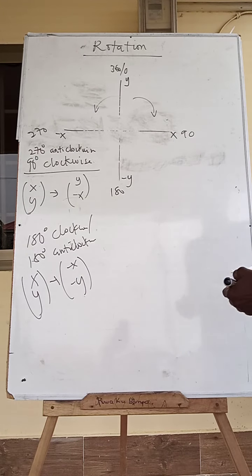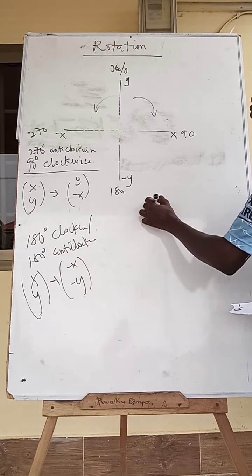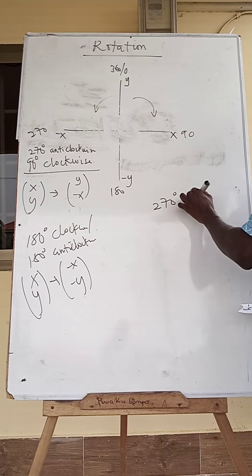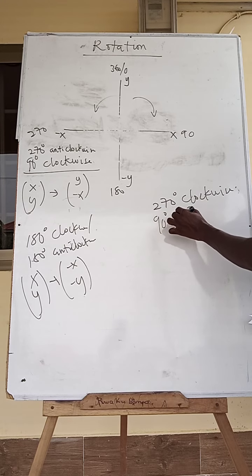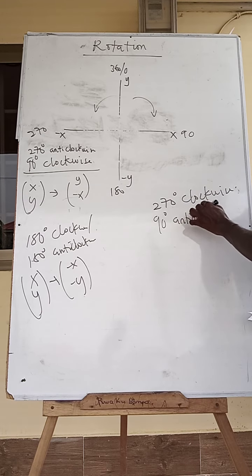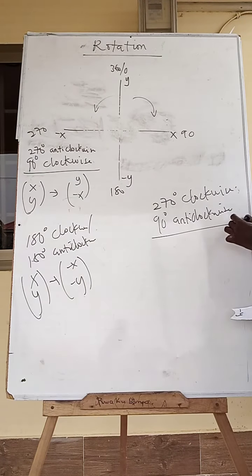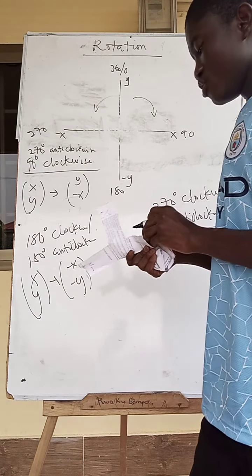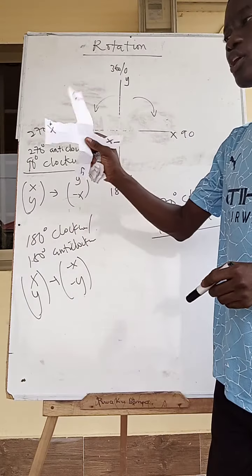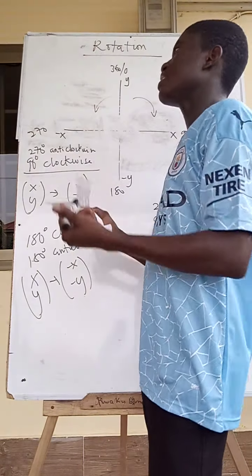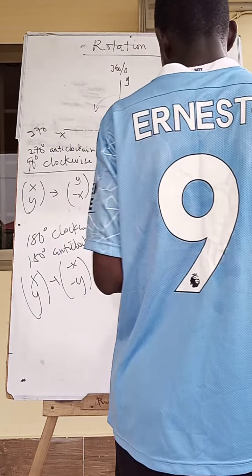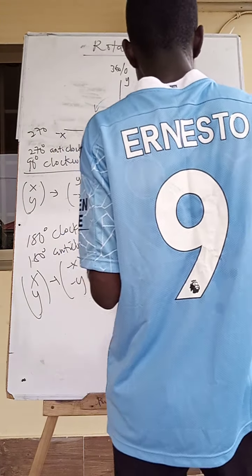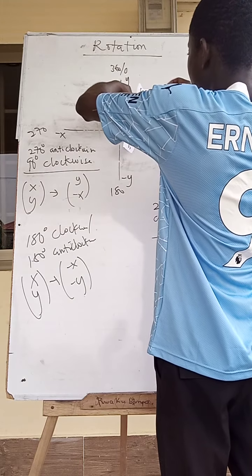So now let's try the last one. 270 degrees clockwise is the same as 90 degrees anti-clockwise, as we use this to show. So in your exam room, if you cannot get a paper like this to rotate, then it is better you memorize everything in your head. So here 270 degrees clockwise, you are going 270 clockwise.